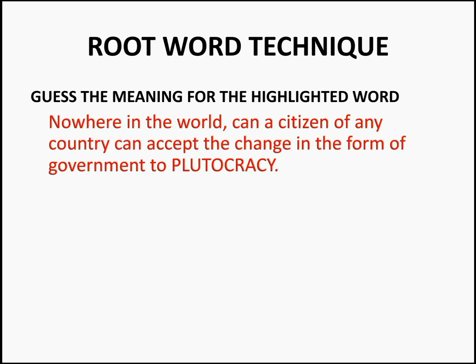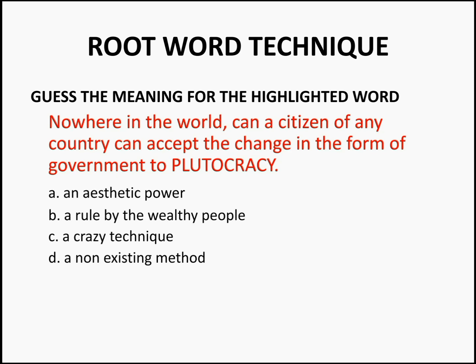Now, can you guess the meaning for the highlighted word? Nowhere in the world can a citizen of any country accept the change in the form of government to plutocracy. And your options are an aesthetic power, a rule by the wealthy people, a crazy technique, a non-existing method. Now remember, your word is plutocracy. If you know the root word for this, then that becomes quite easy to answer. CRACY is the root word for this, which means a type of rule that is exhibited over the public.